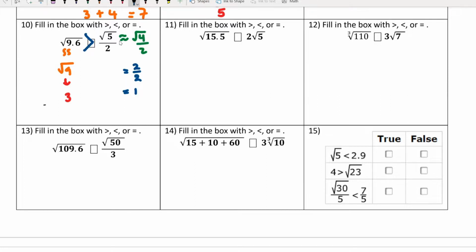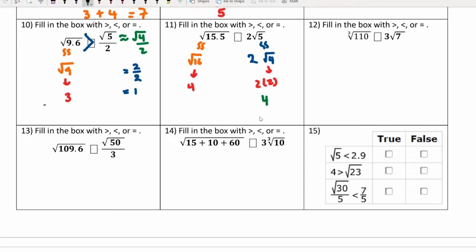Number 11. The nearest perfect square to 15.5 is 16, so the square root is 4. Then 2 square root of 5 is similar to what we just did. The nearest perfect square to 5 is 4, and the square root of 4 is 2. 2 times 2 is 4. So here's the problem. They both end up with 4. In the earlier problems, the numbers we estimated were further away from each other, so it was easy to tell. Now both of them equal 4.